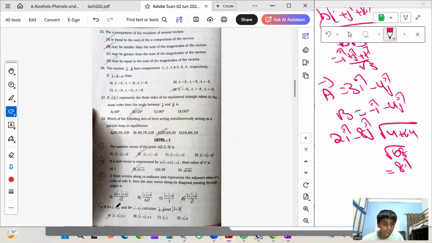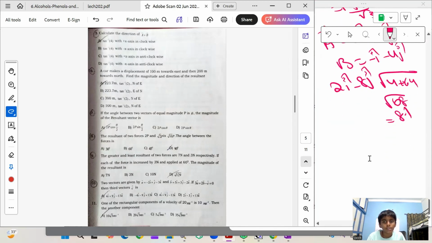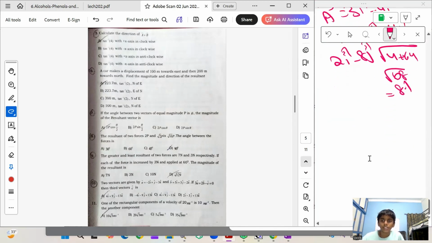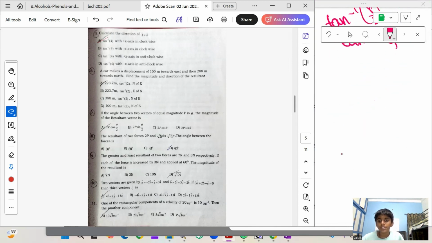Option A. Fifth question. Calculate the direction of A plus B from the previous question. It would be tan inverse of y by x, 8 by 2. It is tan inverse of 4, and it is with the positive x-axis in the clockwise direction. Option A.